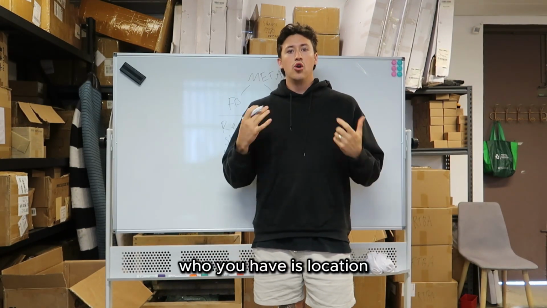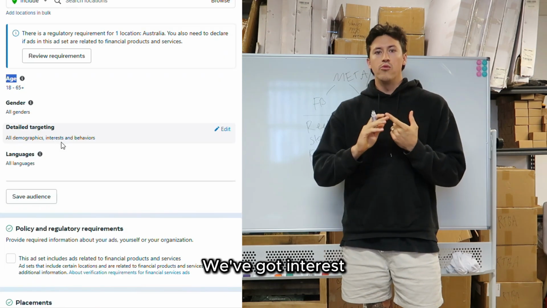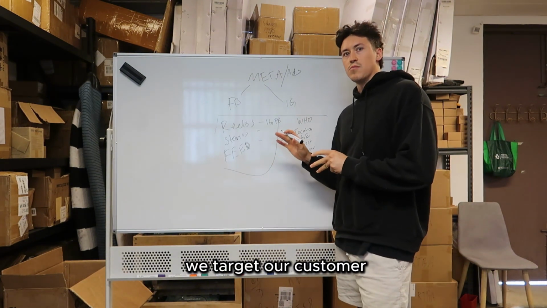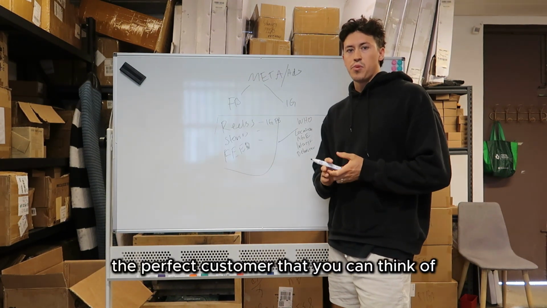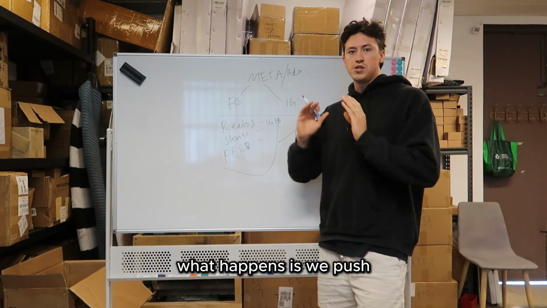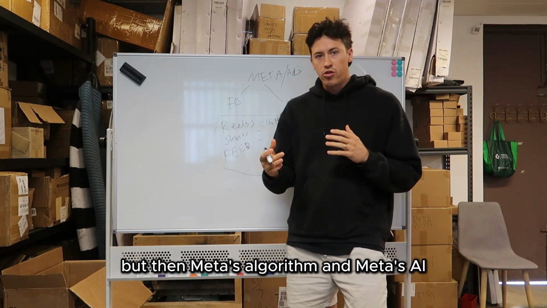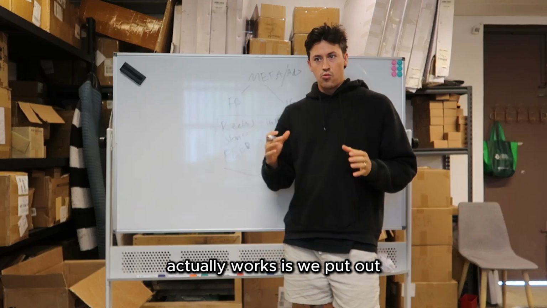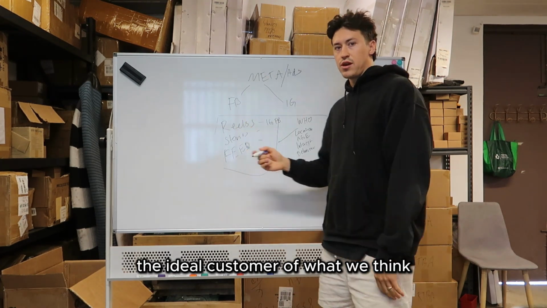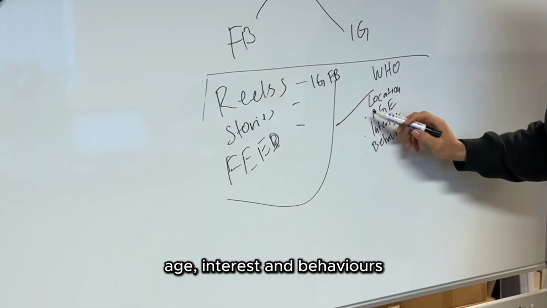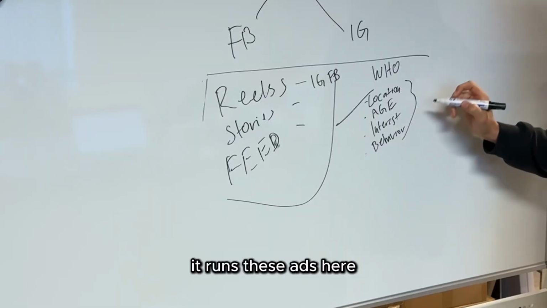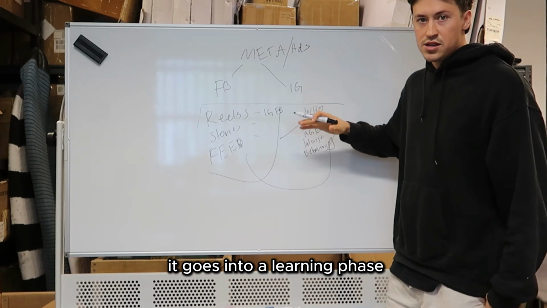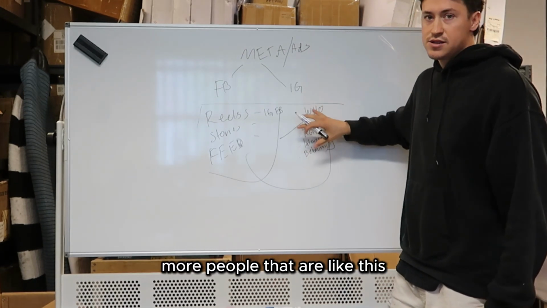A couple of options for who you target are location, age, interest, and then also behaviors. Once we target our customer, we call it our customer avatar. It's basically the perfect customer that you can think of. We push them in that right direction, but then Meta's algorithm and Meta's AI take it from there. How Meta's algorithm works is we put out the ideal customer of what we think, based on the location, age, interest, and behaviors. Then Meta takes this, runs the ads to these types of people, and from this data it goes into a learning phase, where it tries to find more people like this, and then it adapts.